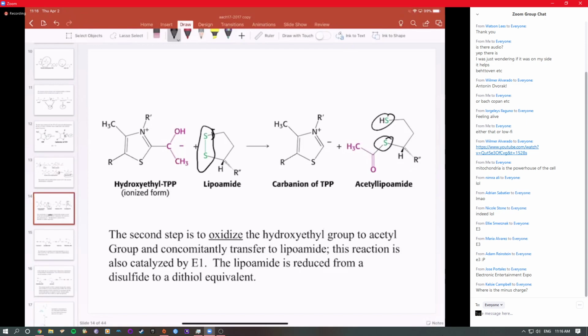On the other hand, what we've taken here is a hydroxy group and we made a carbonyl group. So in going from the hydroxy group to the carbonyl group, we've done an oxidation. So therefore, the hydroxyethyl group gets oxidized to an acetyl group, while the lipoamide gets reduced down to the reduced form, which is the acetyl lipoamide. And so it's both an oxidation reaction and a reduction reaction, as is the case for all redox reactions. And again, that's what's taking place here.